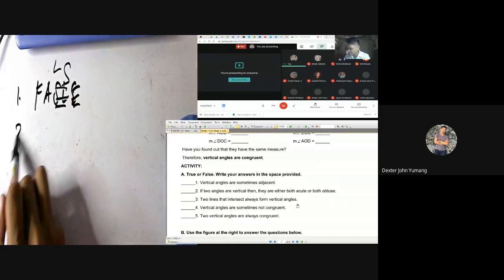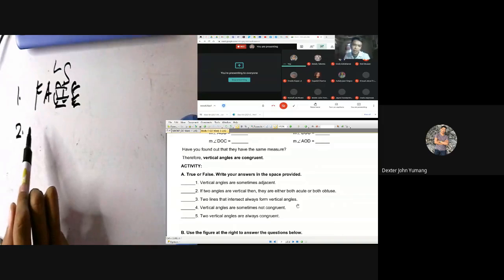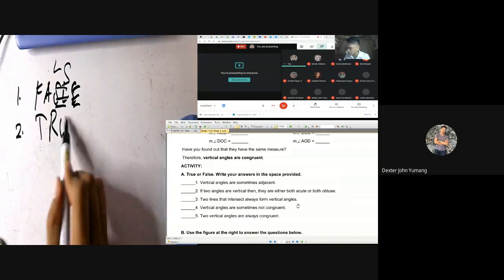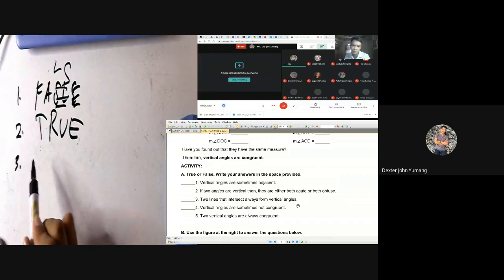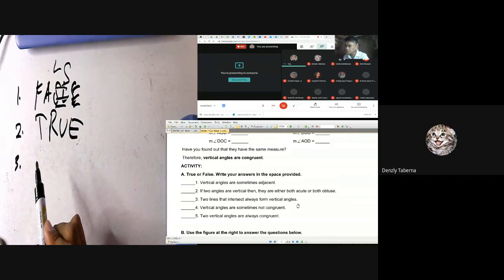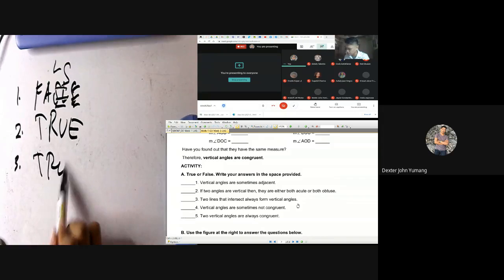False. Next, number 2. If two angles are vertical, then they are either both acute or both obtuse. Yes, that is true. Pwede pong acute, pwedeng obtuse. Next, number 3. Two lines that intersect always form vertical angles. What's your answer? Anyone? What's the answer here for number 3? True. So the answer here is true.